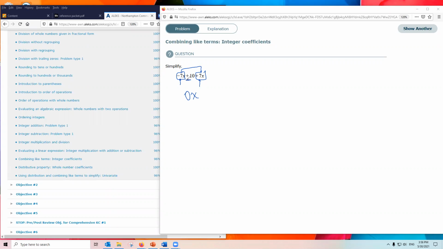Now, this plus 10, I'm just going to bring down with me. But 0 times x is 0 because 0 times any quantity always stays at 0. So this is going to be 0 plus 10, but 0 plus 10 is just 10. So the answer to this one is 10.